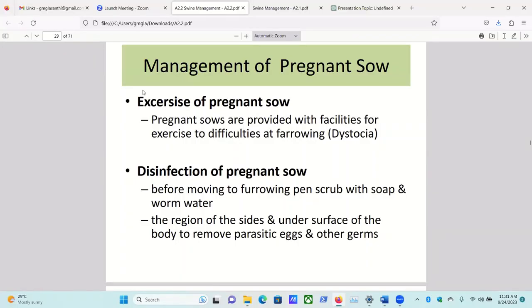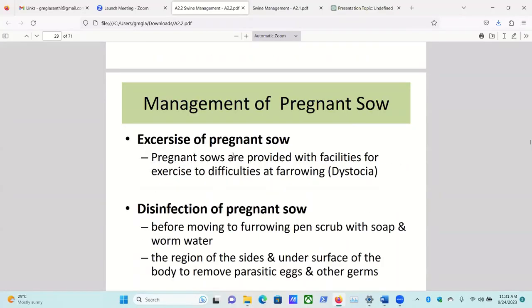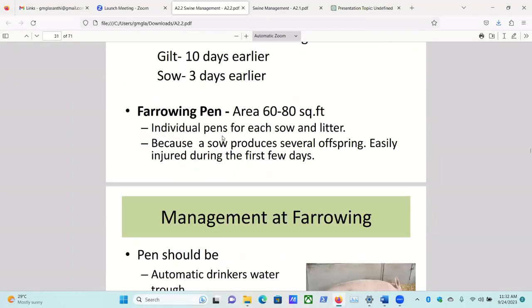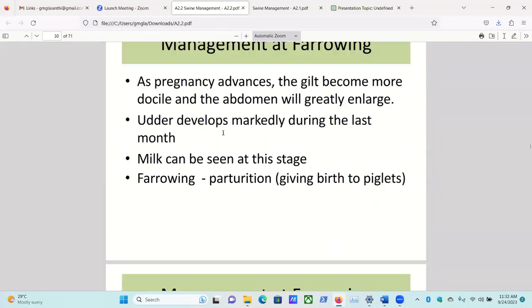And the pregnant animals need exercise. They should walk here and there, so adequate space should be there for walking. And disinfection is a must to avoid disease-causing pathogens entering the system. So this is regarding pregnant sow management. If you need any clarification, please ask now.